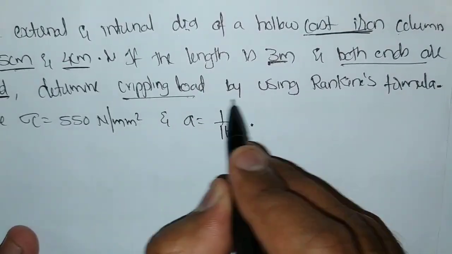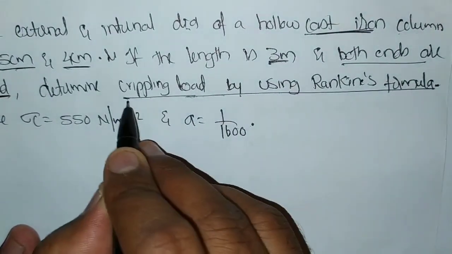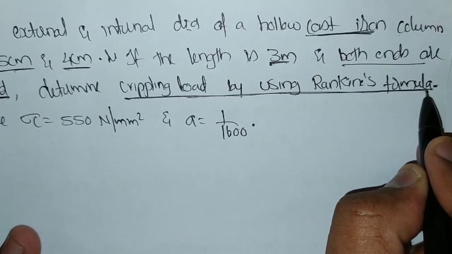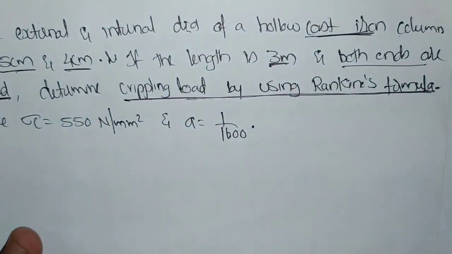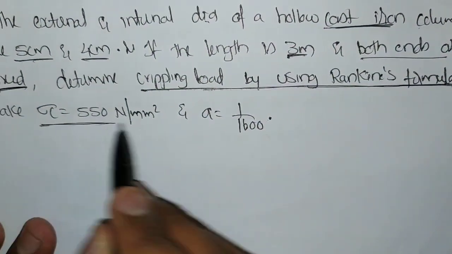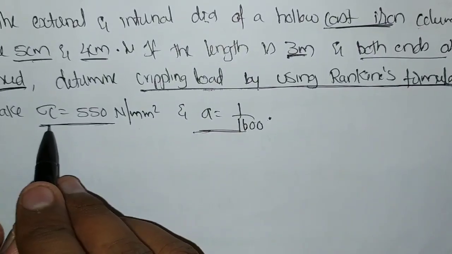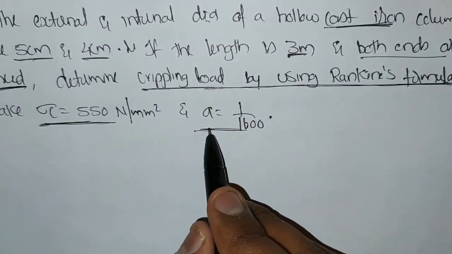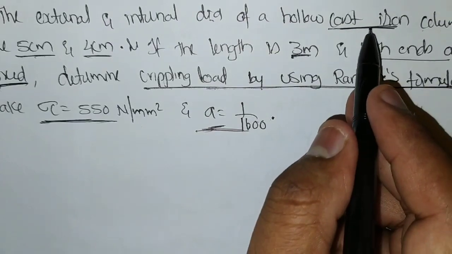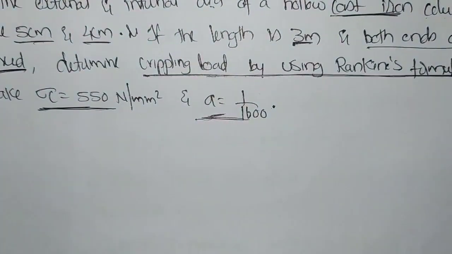determine the crippling load by using Rankine's formula. Here we have to consider the condition where sigma C is equal to 550 and A is equal to 1 by 6. So here the values of sigma C and A are given for the cast iron. If they are not given, you have to substitute them, right?